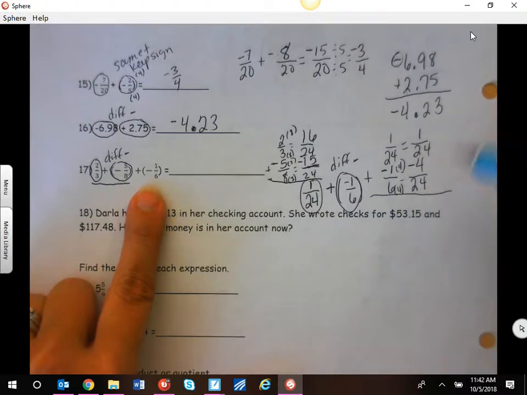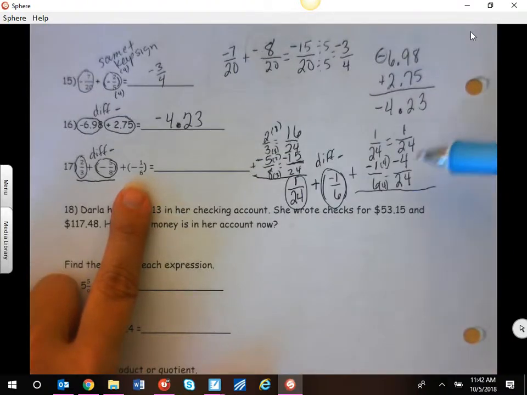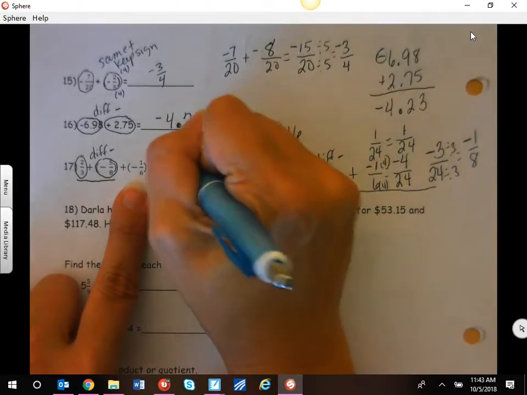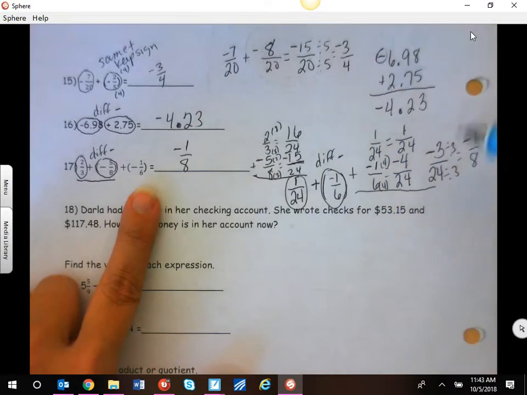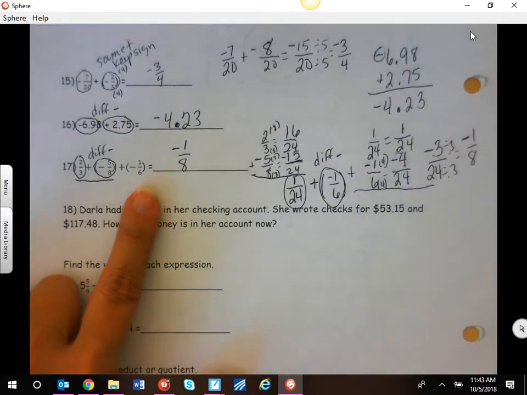So when we look at this, I have a negative 4/24 and a positive 1/24. So we're subtracting a negative 4 and a positive 1. I've run out of room down here, so I'm going to write over here. Negative 3/24. And that does simplify by 3 to a negative 1/8. Don't forget your negative. This was a negative 3/24 because 4 is bigger than 1 and we have more negatives.